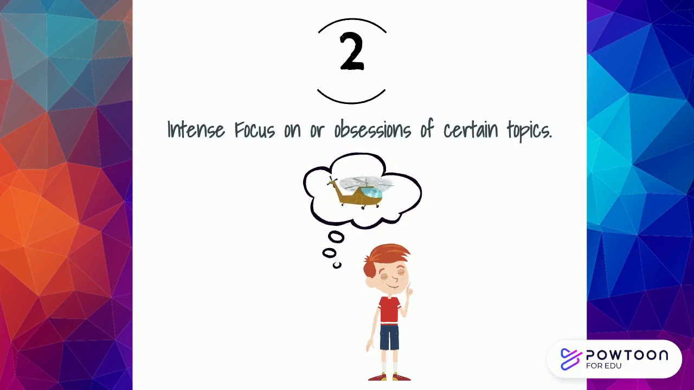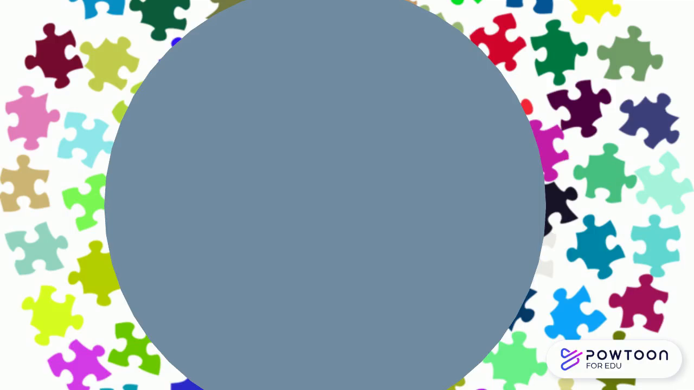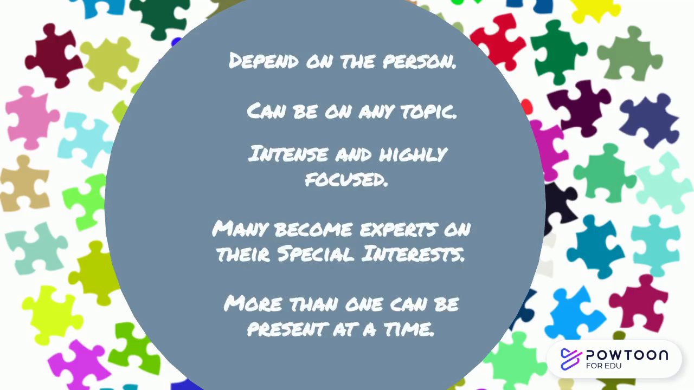People with autism often have an intense focus on or obsession with certain topics. These are more commonly referred to as special interests. These focuses can vary widely and depend upon the individual. They can be on any topic, yet are often intense and highly focused. Many people with ASD become experts on their topic, and they're not confined to only one, although typically no more than 3 special interests are present at a given time.